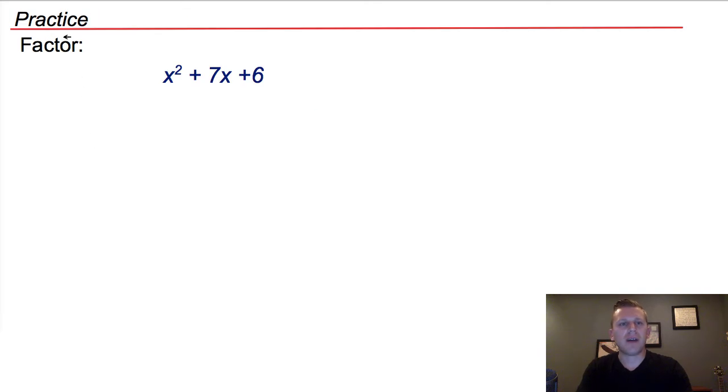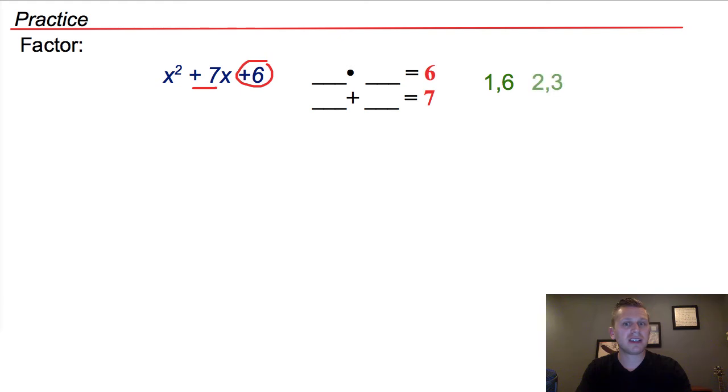In this example, I want to factor x squared plus 7x plus 6. Step 1 is find 2 terms that multiply to c and add to b. So I want to find 2 numbers that multiply to 6 and add to 7. When I think about that, there's not many factor pairs of 6. The only factor pairs of 6 are 1 and 6 and 2 and 3.